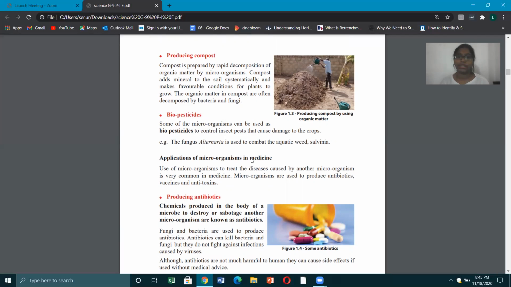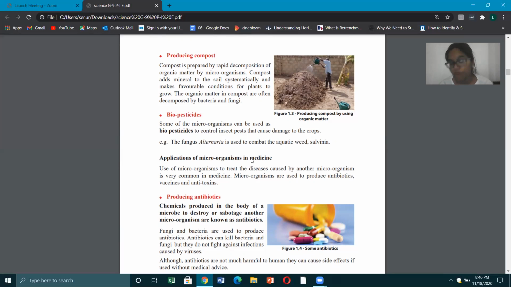So එහෙම ගොඩක් අය දන්නනේ compost හදන්නේ එහෙමයි කියලා, with plant leaves, dry leaves and all. The compost adds minerals to the soil systematically and makes favorable conditions for plants to grow. That you all know. That is the use of compost.